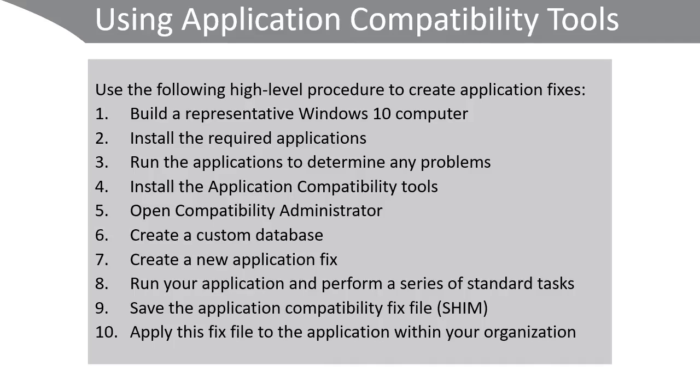Now you might decide to manually go around and install the file, or you may decide to deploy it using group policy, or you may decide to deploy the application fix as part of your initial Windows 10 deployment. So you apply it to the Windows 10 image before deploying it. In the demonstration, I'll show you how to use the Application Compatibility Tools.